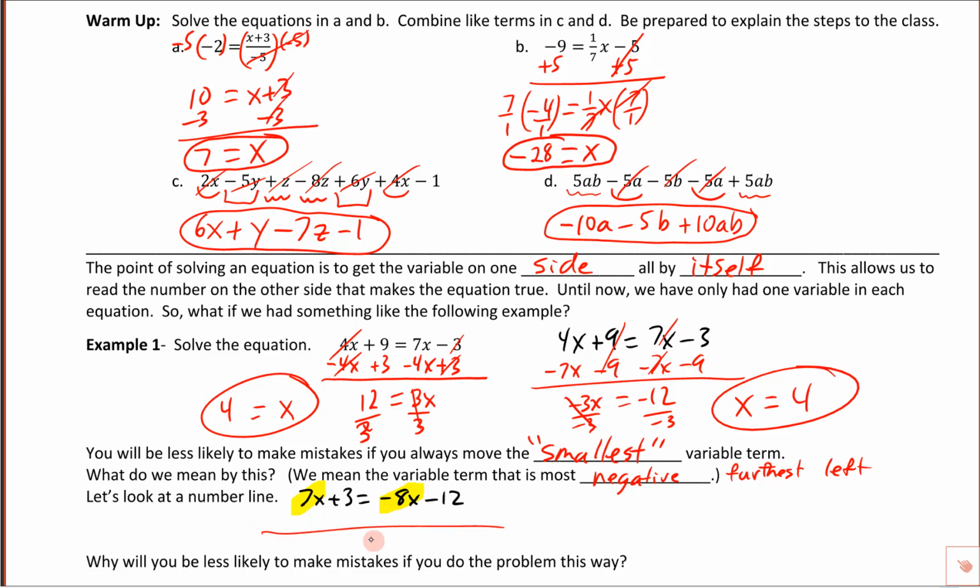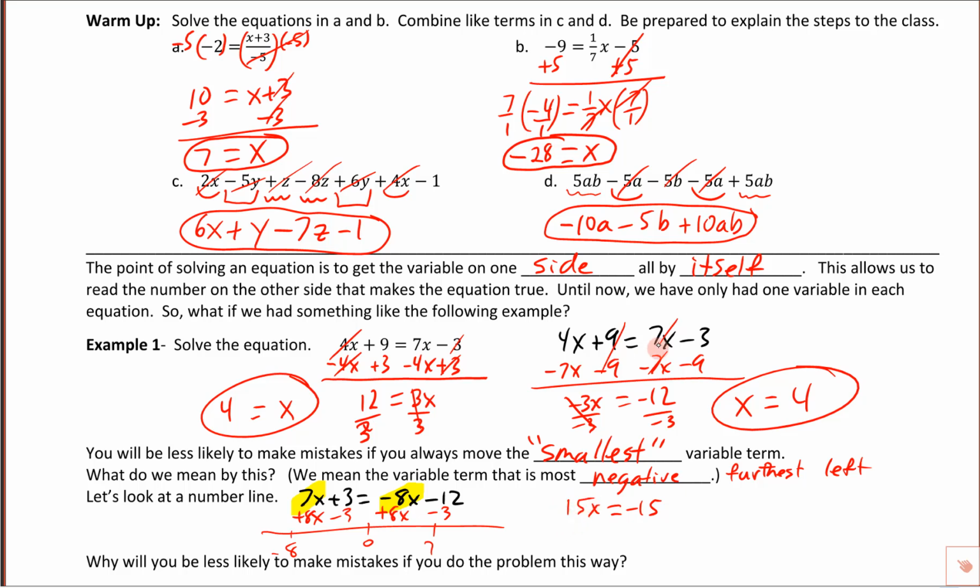So if we did a number line here, and 0's right here, and we put 7 right there, negative 8 would be about right here. This is the smallest one. And the reason we're going to want to move that one is, take a look at what happens. If we move this one, we're going to add 8x to this side, and we're going to add 8x to this side. That's going to give us 15x on this side. Let's move that 3, so we're going to subtract 3, and we end up with a negative 15 over here. The coefficient here is not negative.